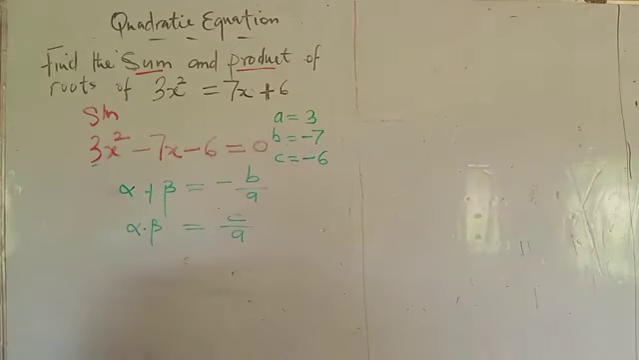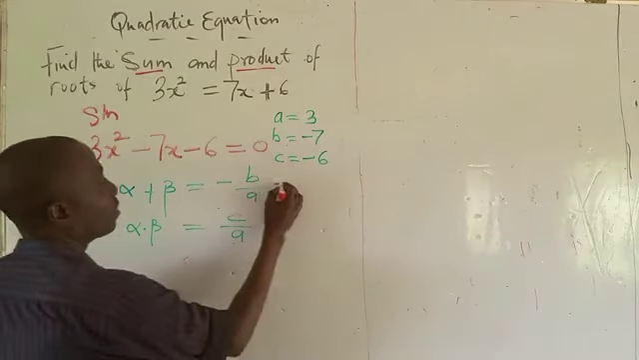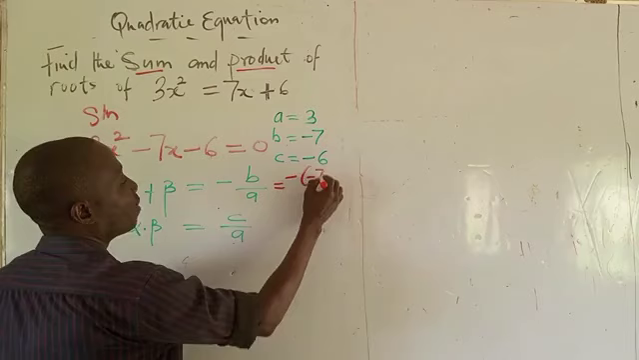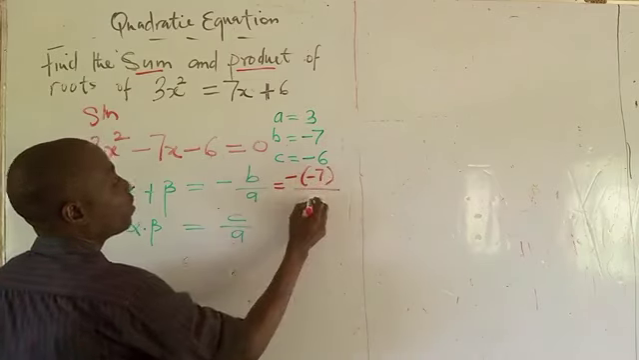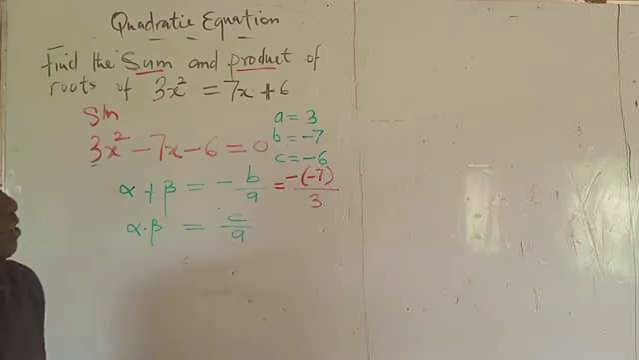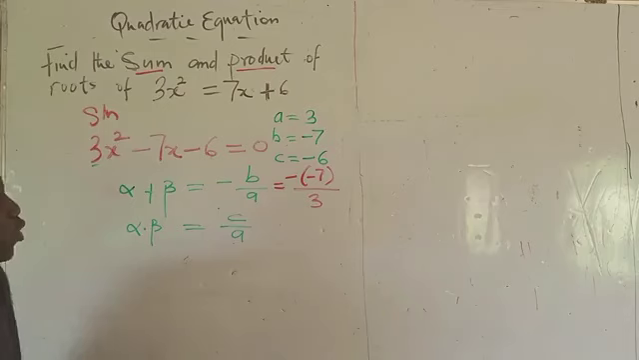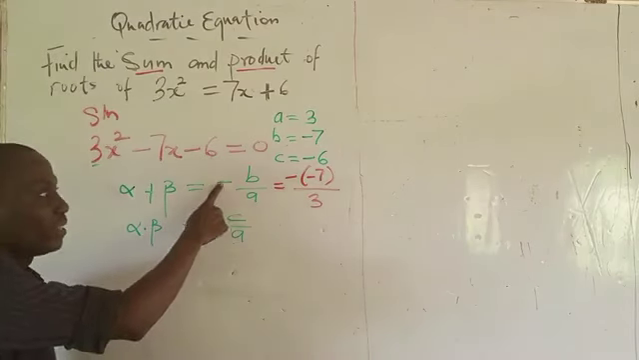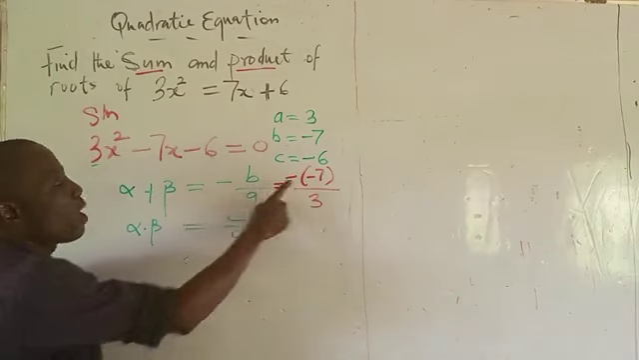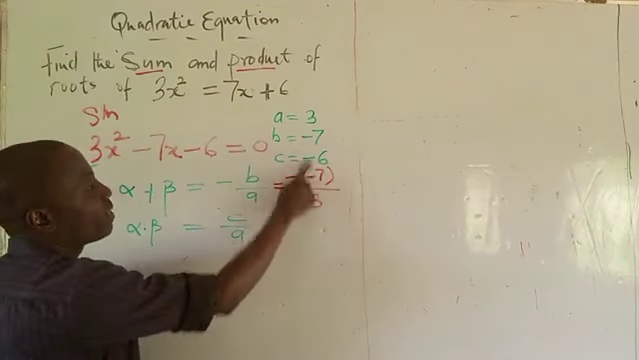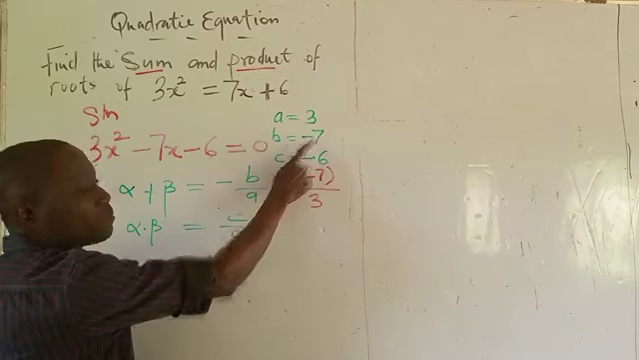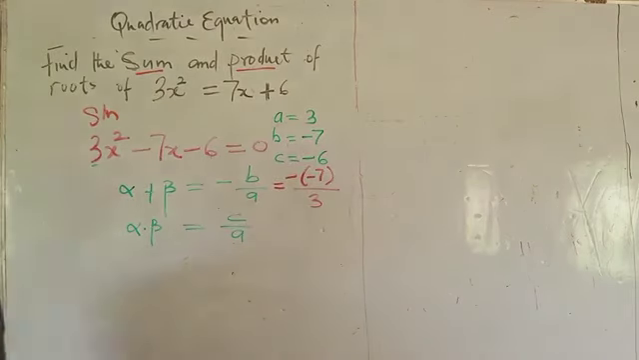So for the sum, alpha plus beta equals minus b over a. What is b? b is minus 7. So minus of minus 7 over a. What is a? 3. You have to be careful with this negative. The negative is in the formula, and this negative here comes with the b. The b is minus 7. You must be very attentive to that.